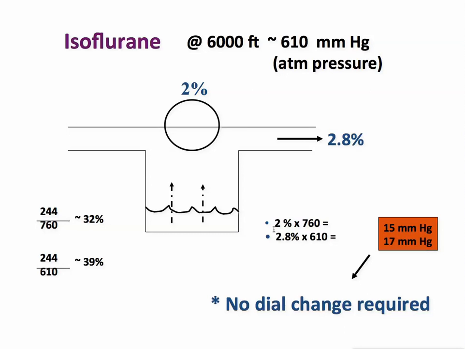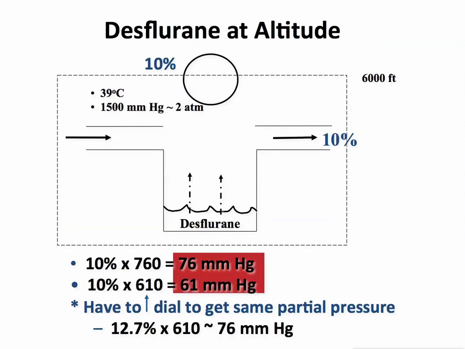And 2% of 760 is about 15 millimeters of mercury, and 2.8% of 610 is about the same, which means that your isoflurane vaporizer is basically putting out a constant partial pressure, and it's partial pressure that's important for MAC, not concentration. We do not have to make changes on the dial as we take that vaporizer up to altitude, realizing that it'll put out a higher concentration but the same vapor pressure. This is different with the desflurane vaporizer.